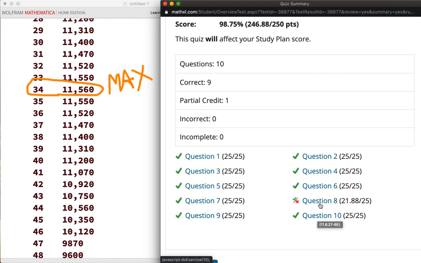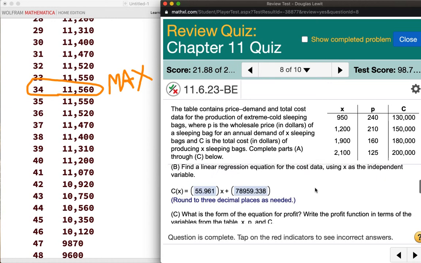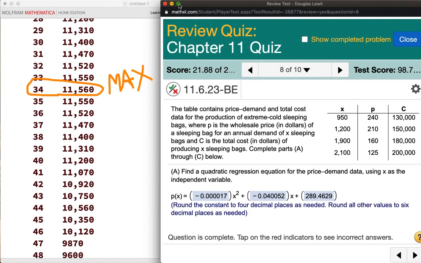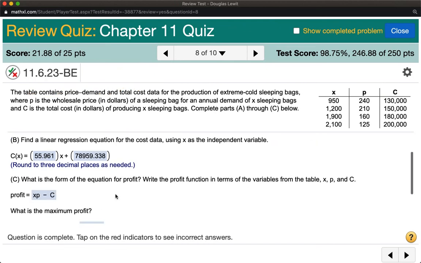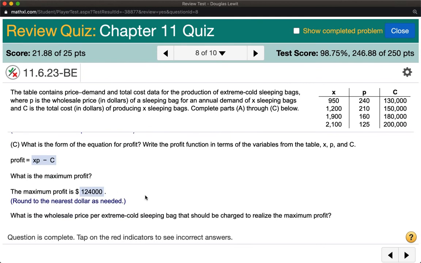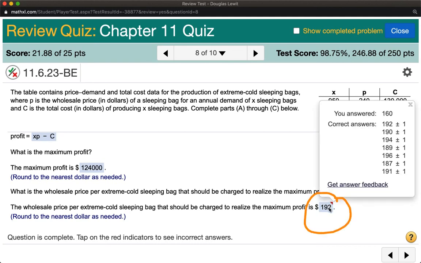Let's see what happened with problem number 8. So, according to Pearson, okay, this is correct, this is correct, this is correct, this is correct. Okay, this one is not correct. So there's one answer here that Pearson doesn't agree with. You answered 160. Pearson was looking for 192.